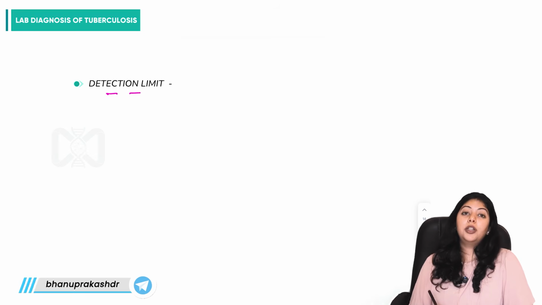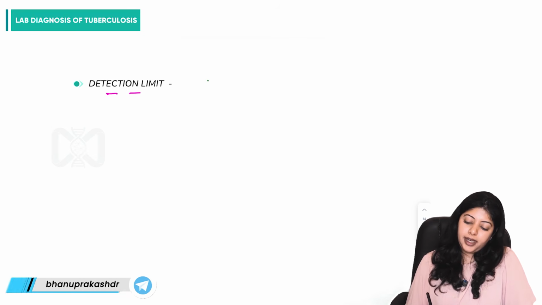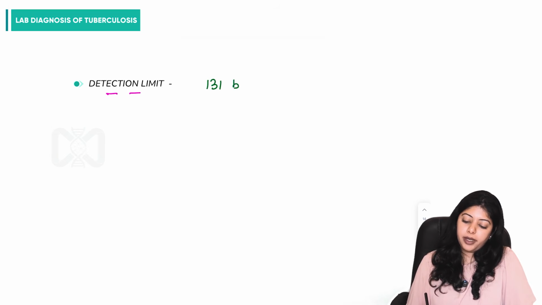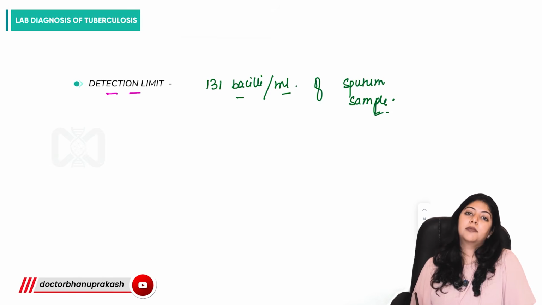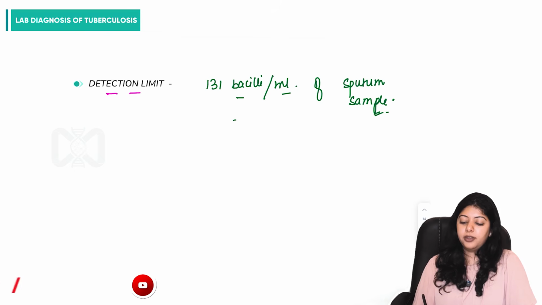What is the detection limit of CBNAAT? So it can detect as low as 131 bacilli per ml of sputum sample. Turnaround time is very less, that is 2 hours.